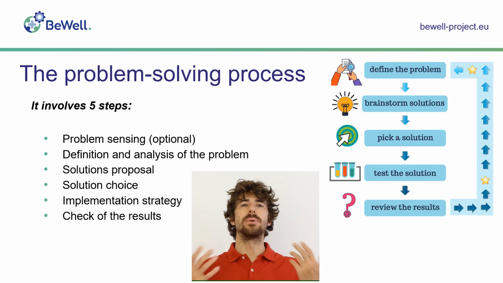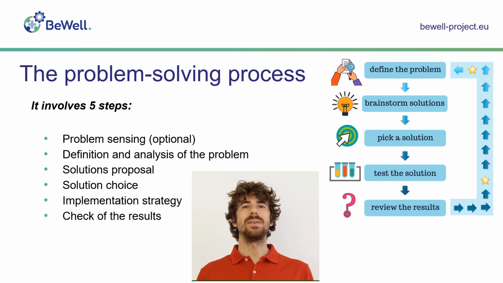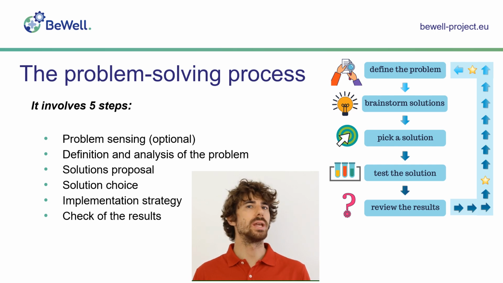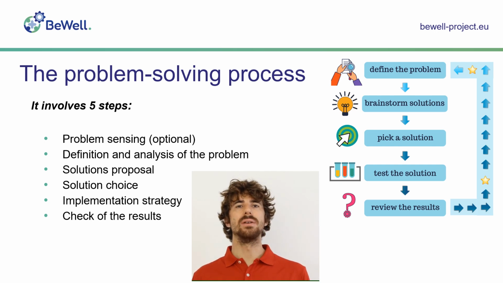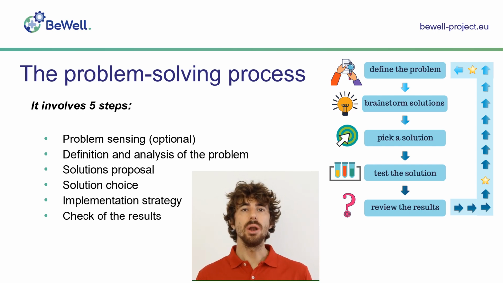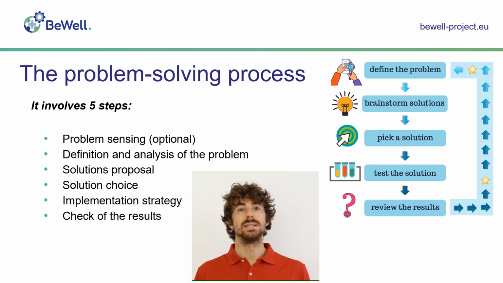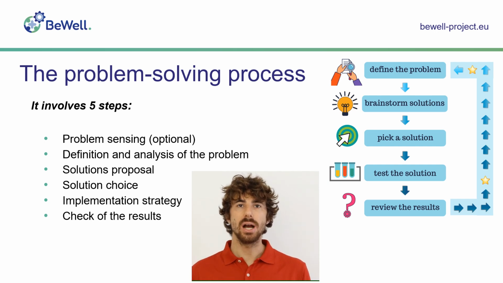The problem-solving process is made up of 5 steps. The first one, which is actually optional, is problem sensing, followed by the definition and analysis of the problem we are working on. After that, we have a solution proposal, followed by the solution choice. We will then choose the implementation strategy, and we will end with the check of the results.